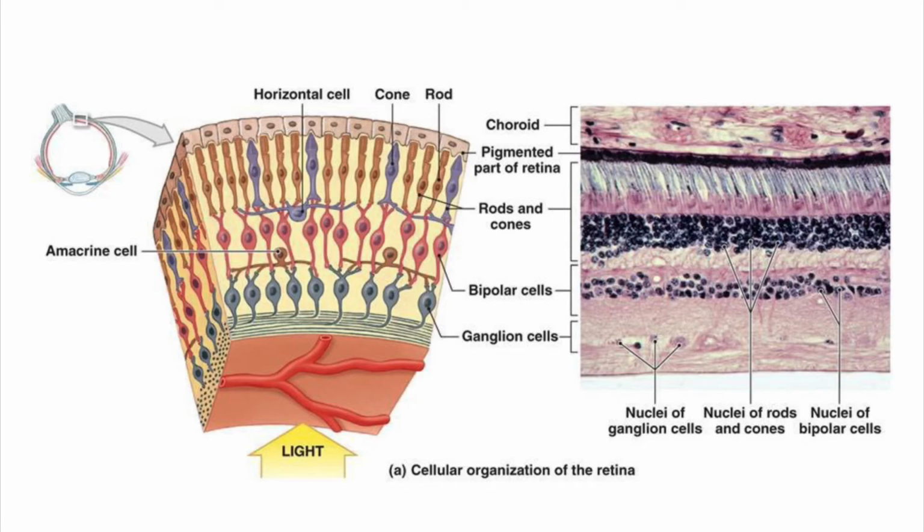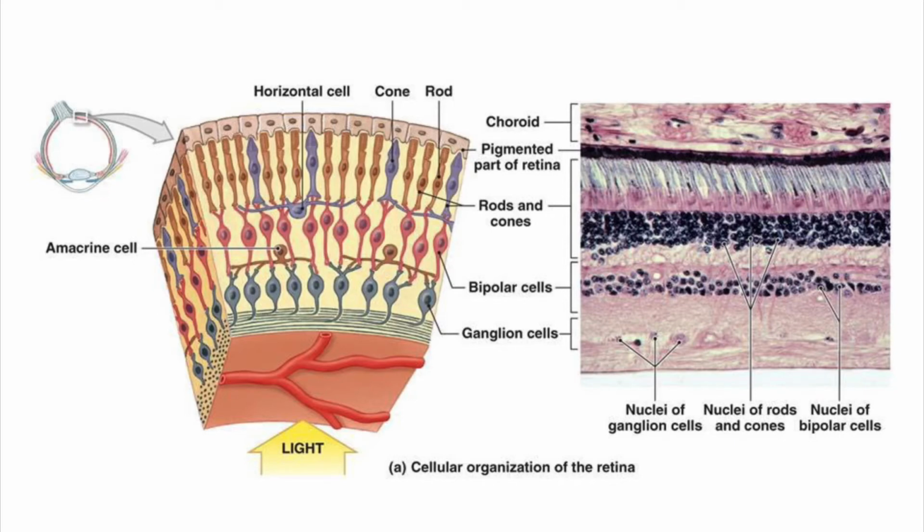So blue cones are going to absorb wavelengths that are around 420 nanometers. Green cones are going to absorb wavelengths that are around 530 nanometers, and red cones are going to absorb wavelengths that are around 560 nanometers.